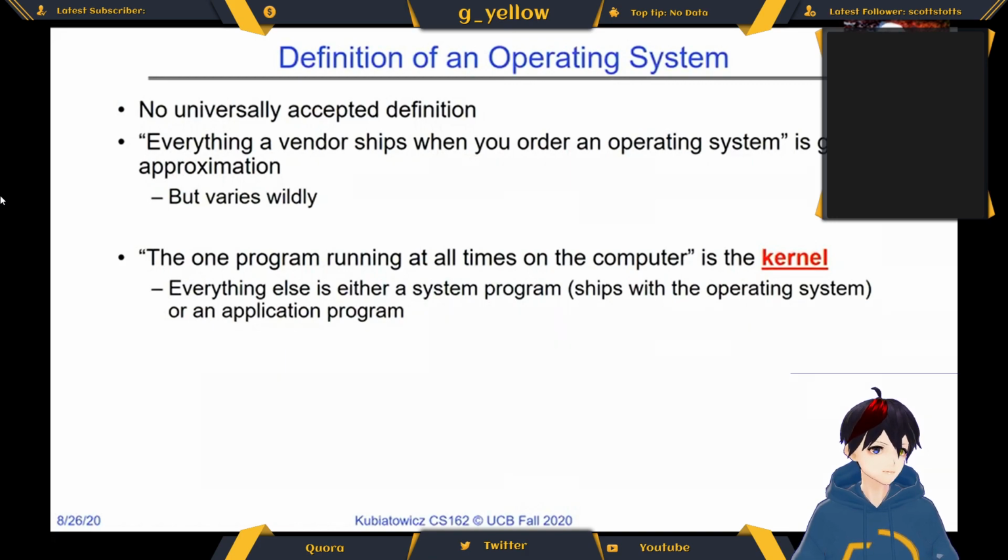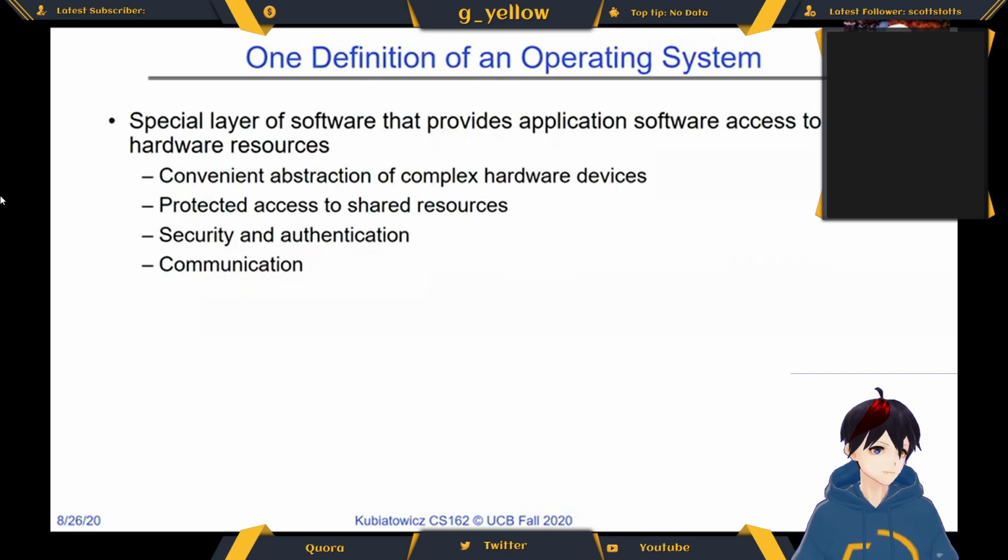Okay, probably not. All right, so as we try to drill down onto what an operating system is, you're going to have to keep in mind that we're going to talk about things it does and pieces that are important, but maybe you'll never fully know what an operating system is. So it's typically, among other things, a special layer of software that provides the application access to hardware resources. All right, so it's convenient abstractions of complex hardware devices, protected access to shared resources, security and authentication, communication.